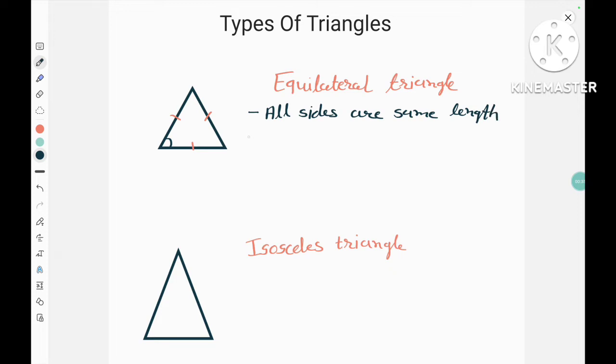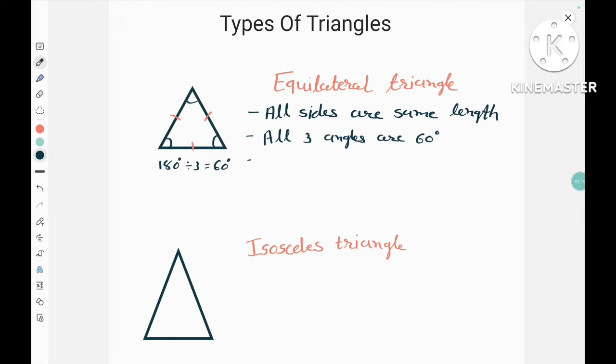Okay. Now the second property: if all sides are the same, then the angles are also the same. And as we know, the three angles of a triangle sum to 180 degrees. So 180 degrees divided by 3 is 60 degrees. So if it is an equilateral triangle, then each angle measures 60 degrees, 60 degrees and 60 degrees. So all three angles are 60 degrees.